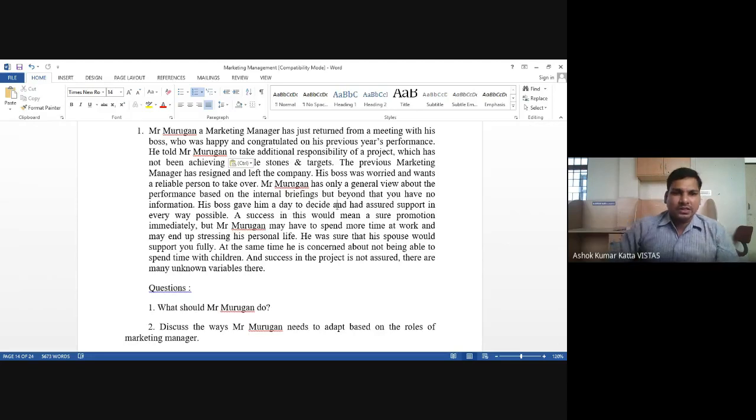But the problem is, suddenly one project manager resigned. He left the company. So the boss called Mr. Murugan and appreciated his work for the last year. Another project manager was left, so you please take the initiative of this particular project. And Mr. Murugan was thinking he doesn't know anything about the particular project.